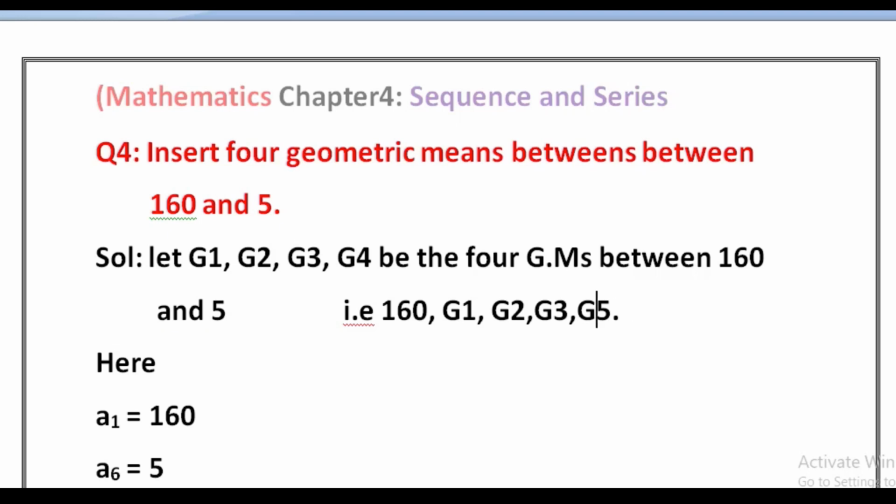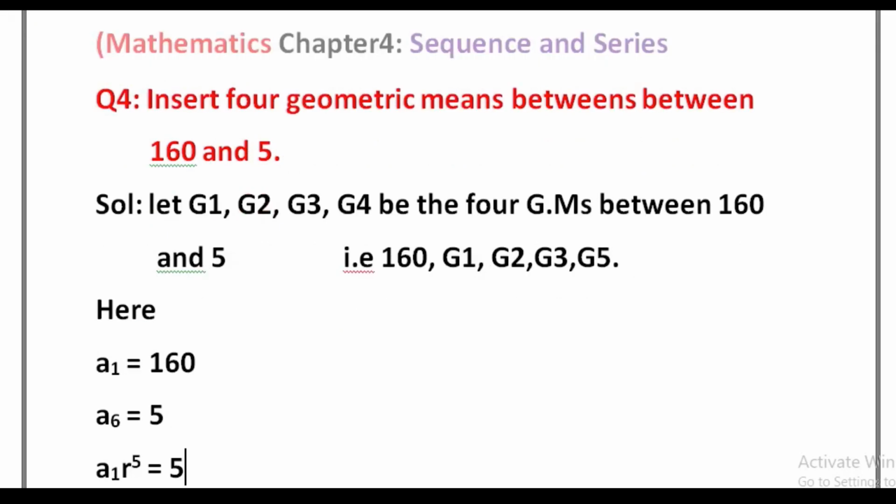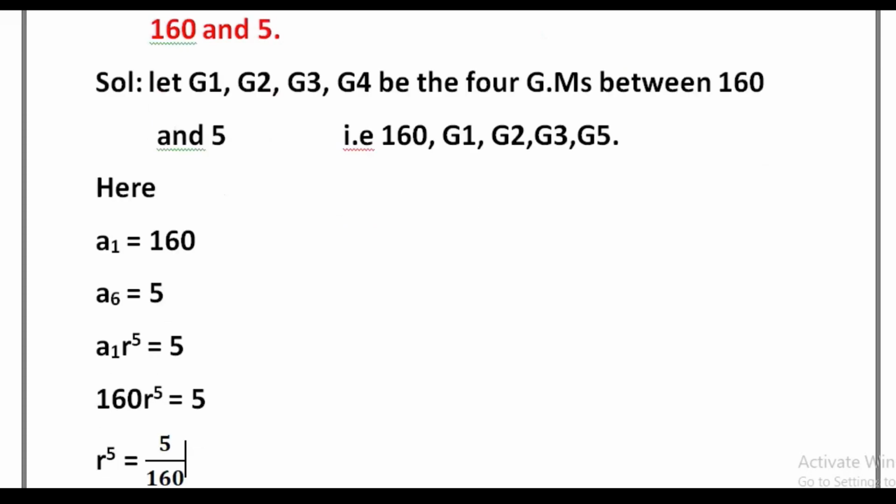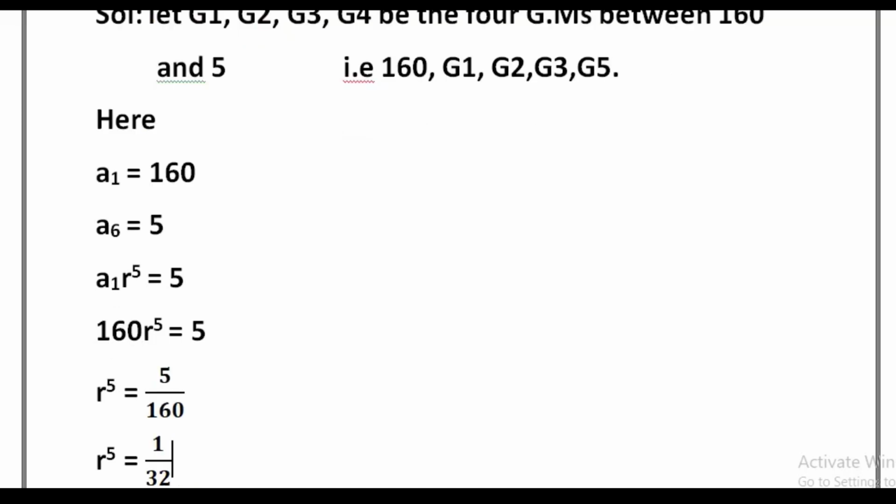Here A1 is equal to 160 and A6 is equal to 5. A6 can also be written in geometric sequence, that is A1 r power 5 is equal to 5. So value of A1 is equal to 160, 160 r power 5 is equal to 5, dividing by 160 on both sides. So 5 divided by 160, 5 one time 5, 32 times 160. So r power 5 is equal to 1 divided by 32.